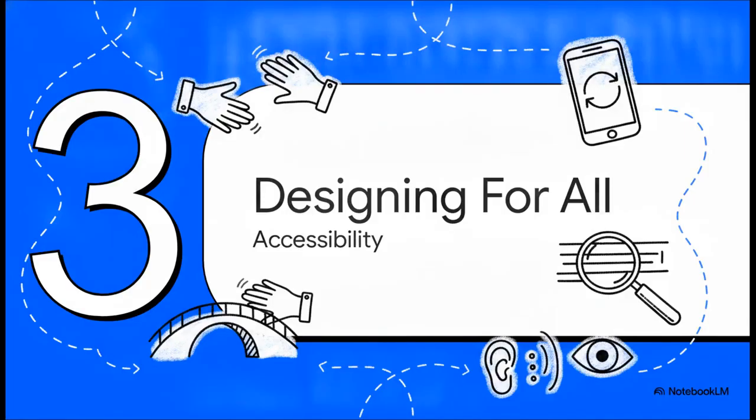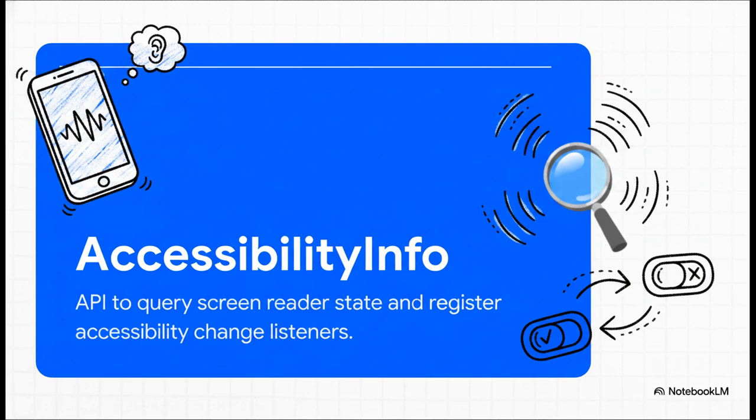All right, Section 3. Designing for all users. Building a great app fundamentally means building an inclusive app, right? Thankfully, React Native provides a deeply integrated tool for this called the AccessibilityInfo API.